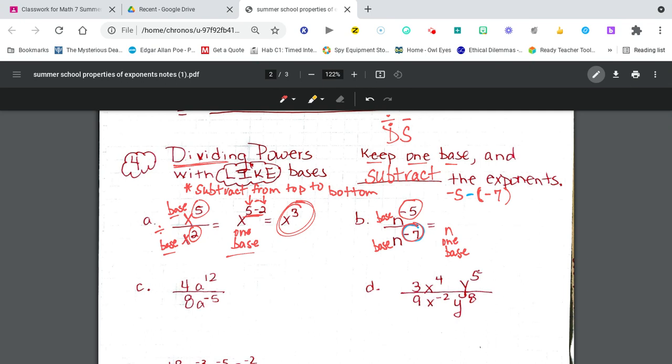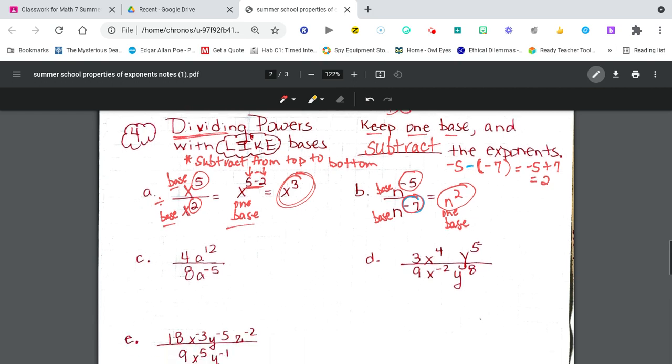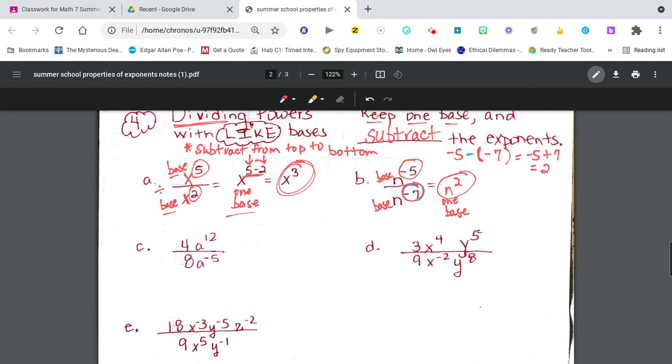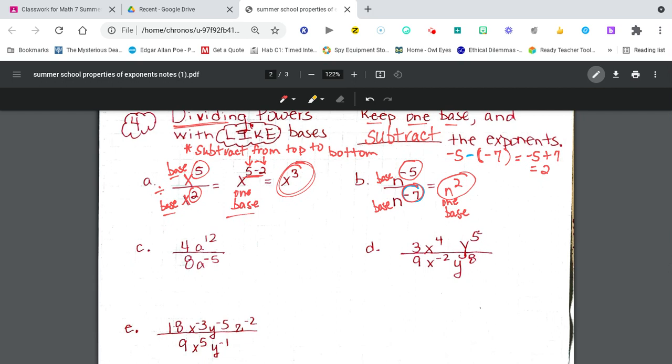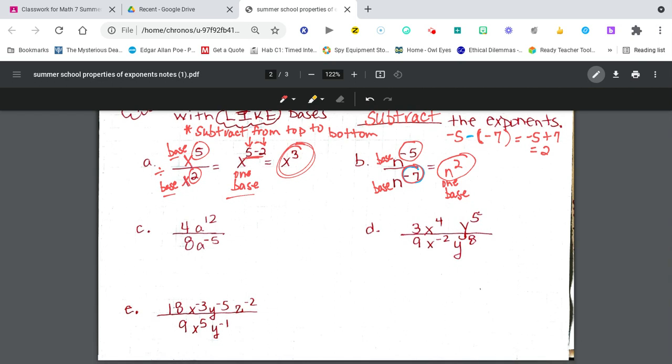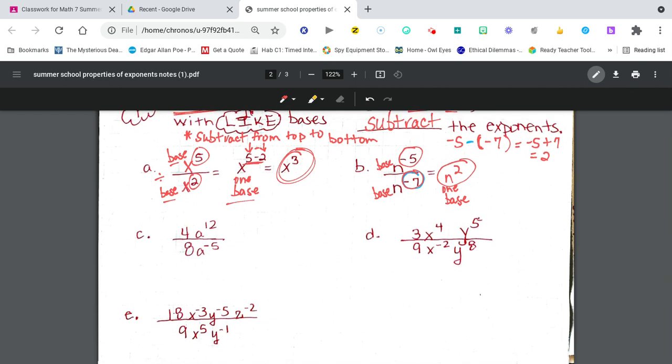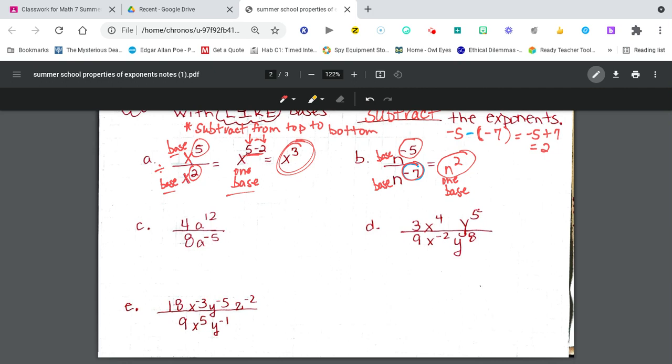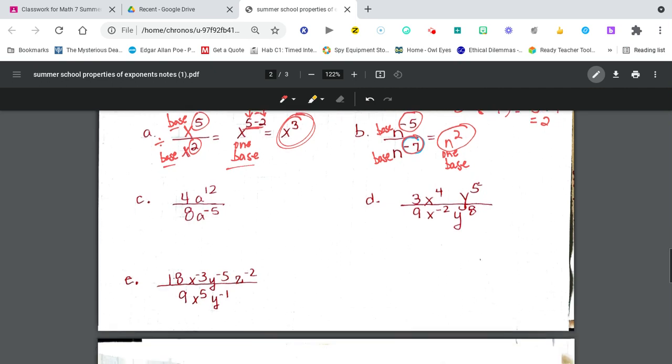Okay? So now it's actually negative 5 plus 7, which equals 2. So it's n to the second power when you finish. And there's no need to flip the n because your 2 is a positive exponent. Again, don't try to flip anything when you got multiple representations of the same base. You got more than one of the same base, okay? Now, if I would have ended up with a negative in the end, fine, flip it after I get one base.